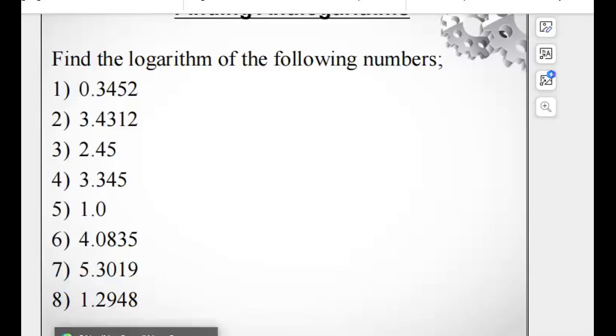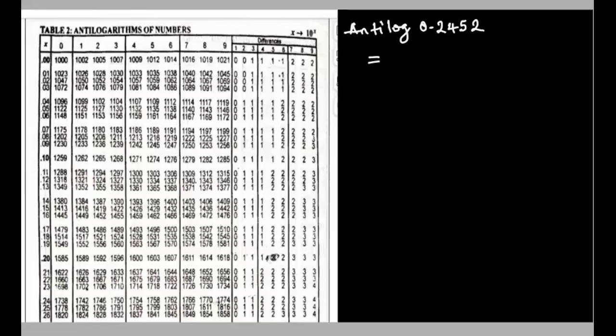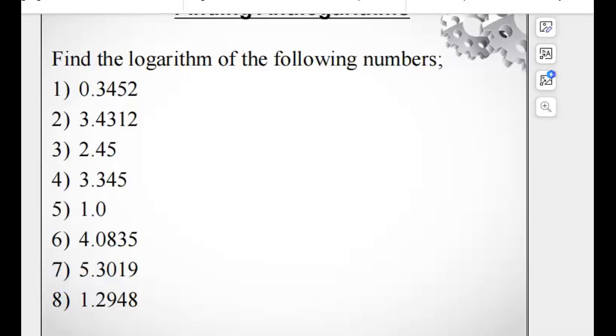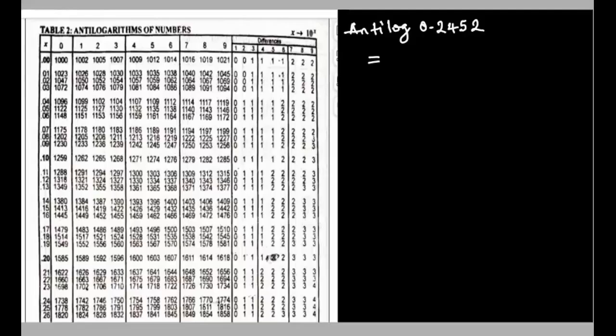We have the anti-log here. It's written boldly on this. In your 4-figure table, you will see it written this way: anti-logarithm of numbers. Let's start with a different number first to solve. You are asked to find the anti-log of 0.2452. So how do we solve this problem?